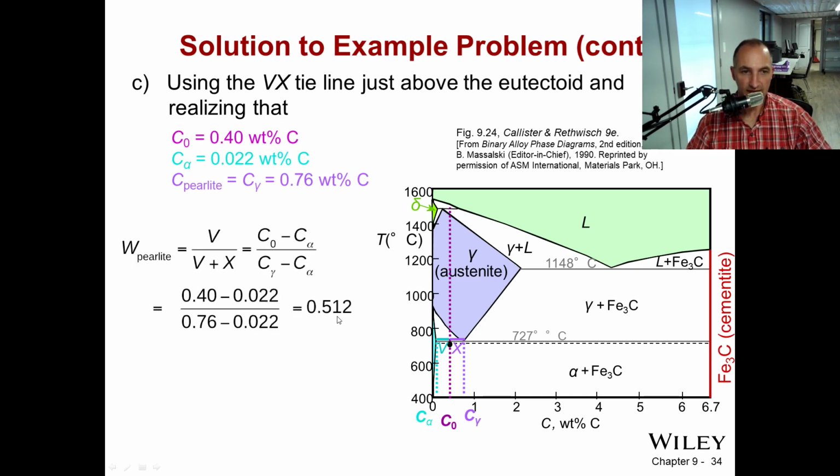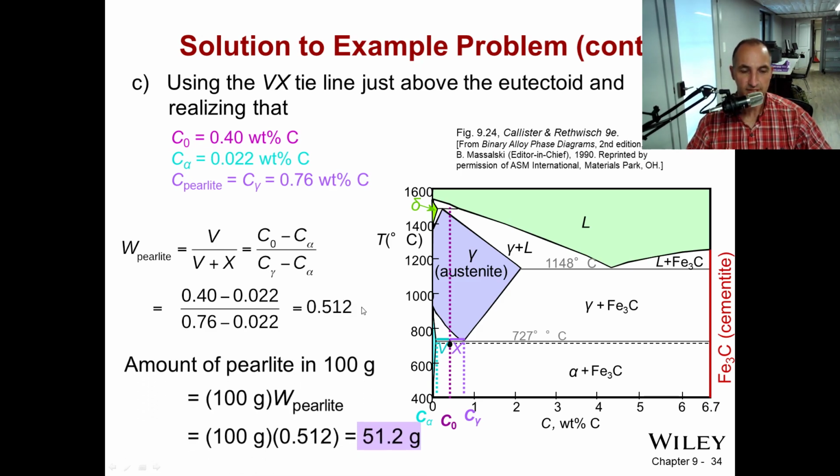So now we have to get the weight percent of the perlite. The weight percent of the perlite is exactly the same as the weight percent of the austenite just above the eutectoid temperature. So that's just V over V plus X, which is C0 minus C alpha over C gamma minus C alpha, or 0.512. Again, we take that fraction, multiply it by 100, and now we have 51.2 grams of perlite in that 100 grams total.